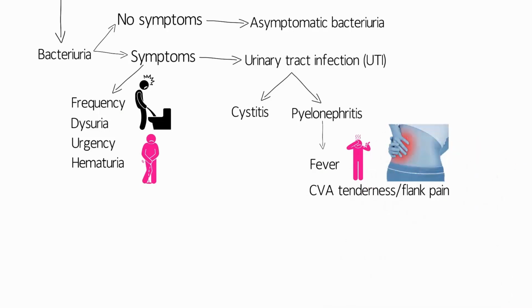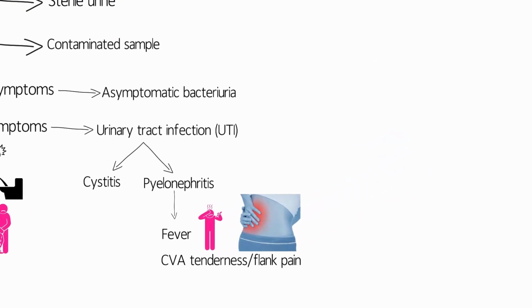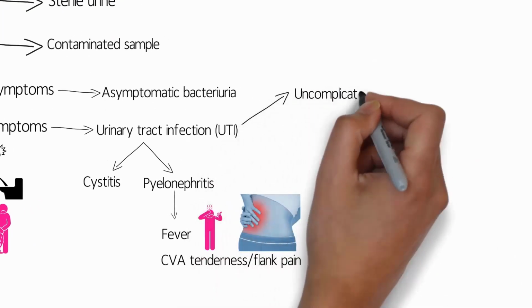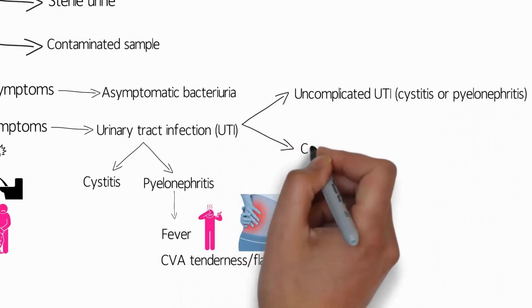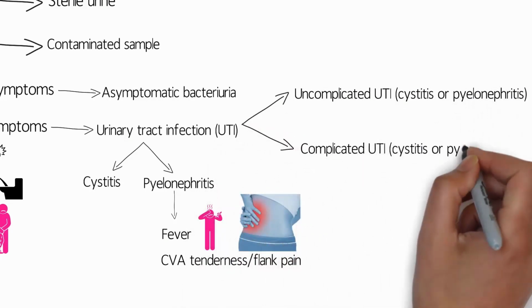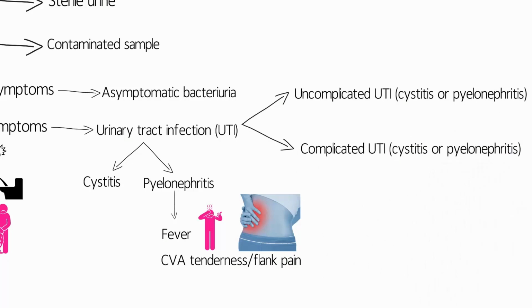with their fingers. UTIs can also be considered uncomplicated or complicated. For example, there's uncomplicated cystitis or there is complicated cystitis. Let's take a closer look.